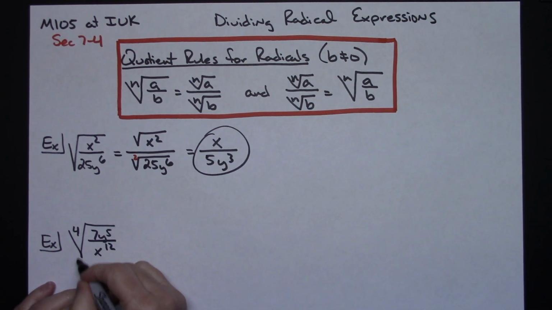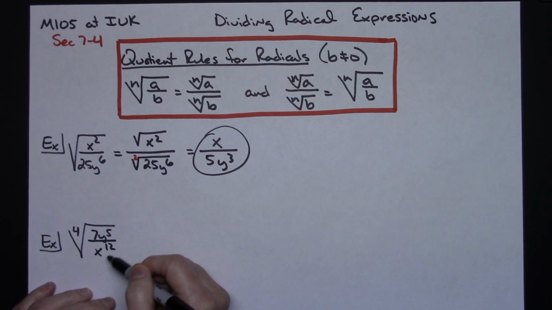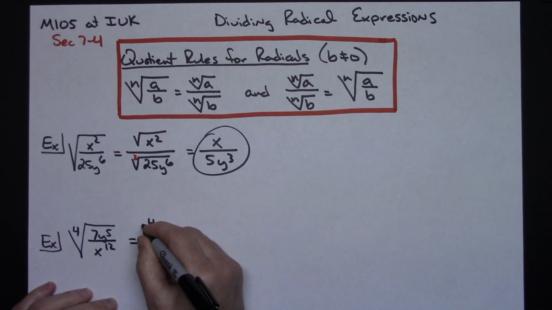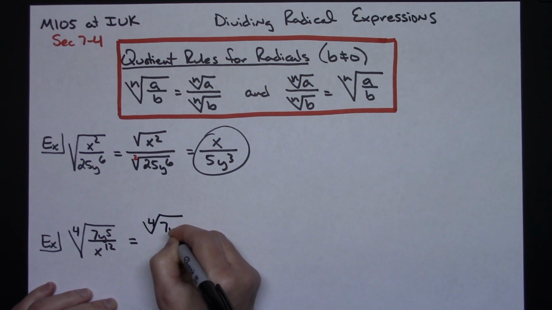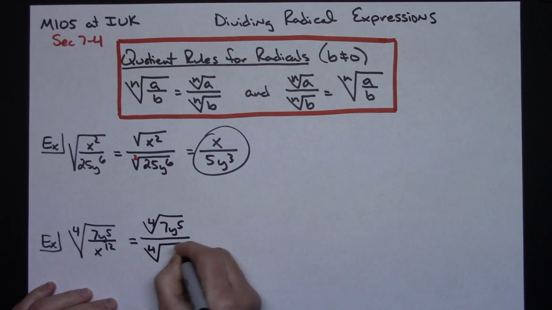Now for this one, we've got the 4th root of 7y to the 5th over x to the 12th. Again, I take a look at this expression that's underneath, and I can't do anything with it. I can't simplify it algebraically. So it will be to my advantage to rewrite it as the 4th root of 7y to the 5th on the top, and the 4th root of x to the 12th on the bottom.